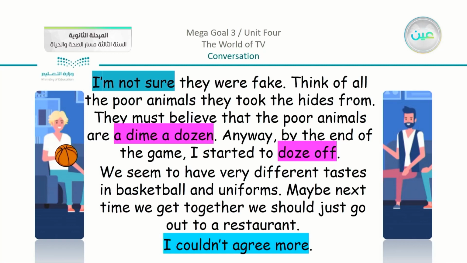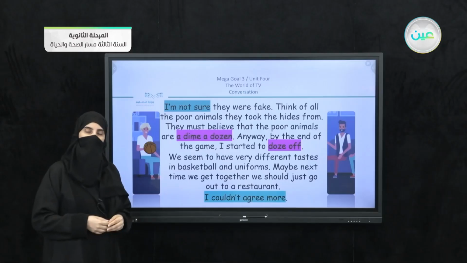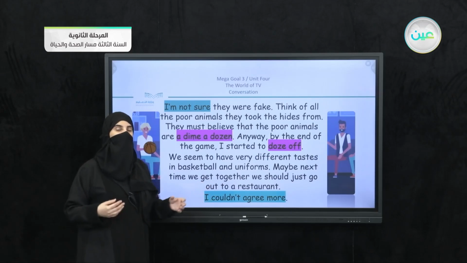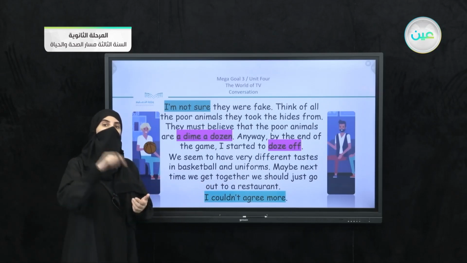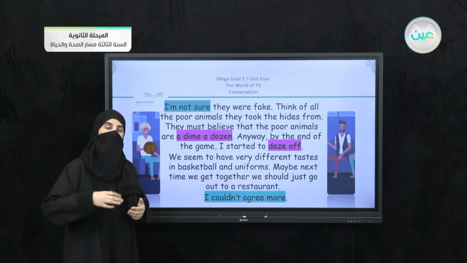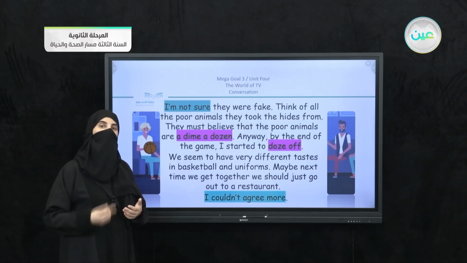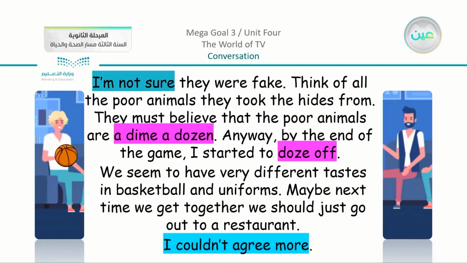And coming to the very end, we have here: "Now, I think maybe next time we get together, we should just go out to a restaurant." And we have here, "I couldn't agree more." Now here you can see that there is a negative, but I am saying that I couldn't agree more, which means that, yes, I am agreeing. I am with you. I couldn't agree more. Here, the word more changed the whole idea of the phrase.